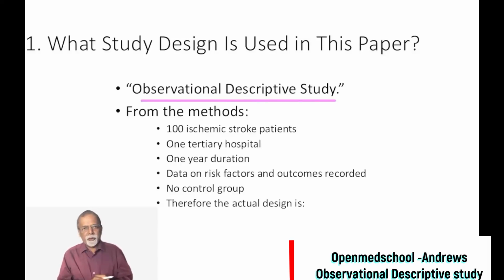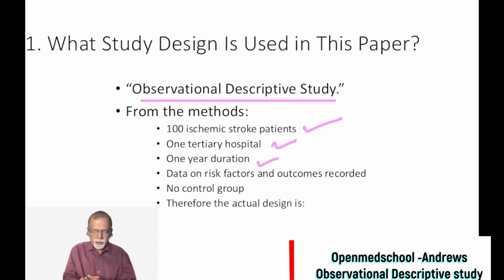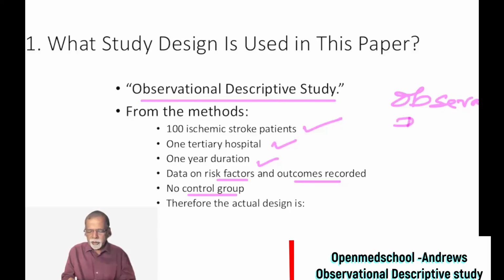So let us look into the methodology. There are 100 ischemic stroke cases from one hospital, 1 year duration. Data on risk factors and outcomes were recorded. There were no control groups. Therefore, the actual study design is an observational study. It is observation only, and they are only describing. So it is an observational descriptive study.